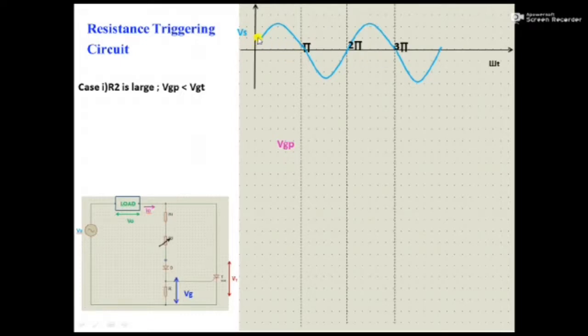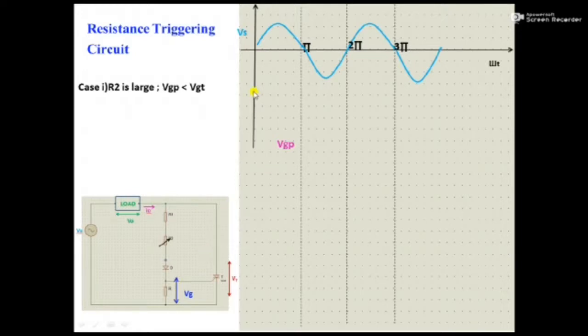We will see what happens in the first half cycle, the positive half cycle, then what happens when the voltage becomes 0, then what happens during the negative half cycle, and the same thing will then repeat. Now this resistance R2 in this case is adjusted to a large value. So let's see how Vgp, the gate voltage, that is the voltage drop across R, looks.